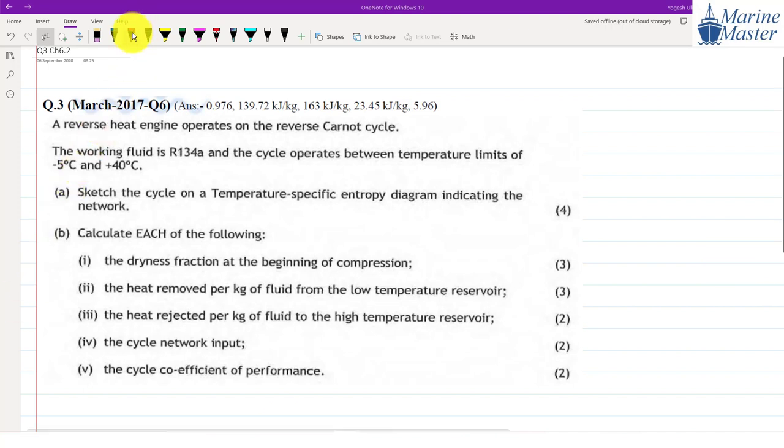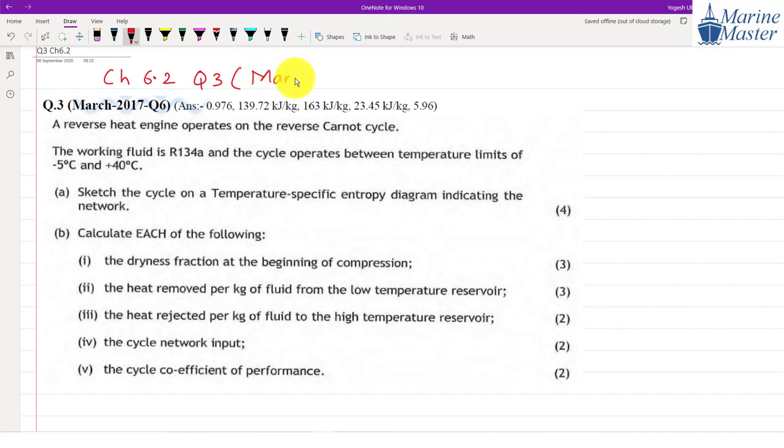Now the next question that we are going to see. Before going further, guys, give the heading: Chapter 6.2 question number 3. It is from the March 2017 exam, from the booklet, chapter 6.2 question 3, March 2017 exam question 6. Please give this heading.